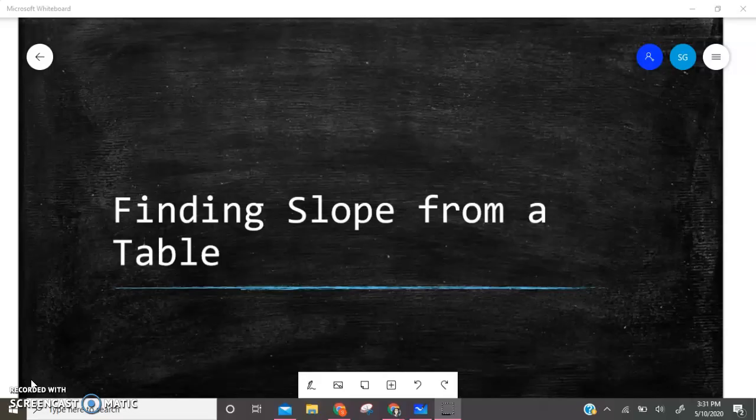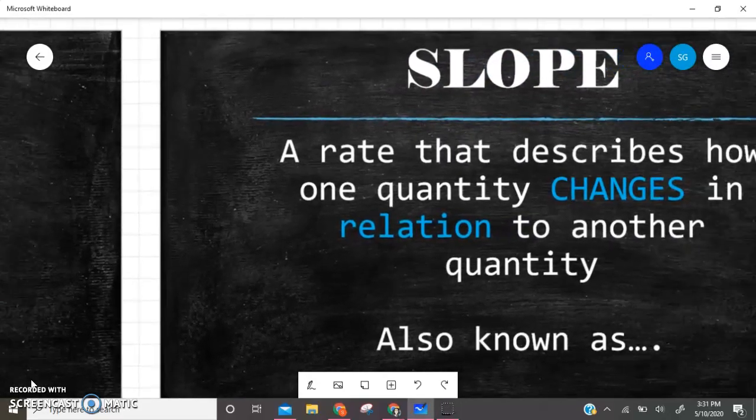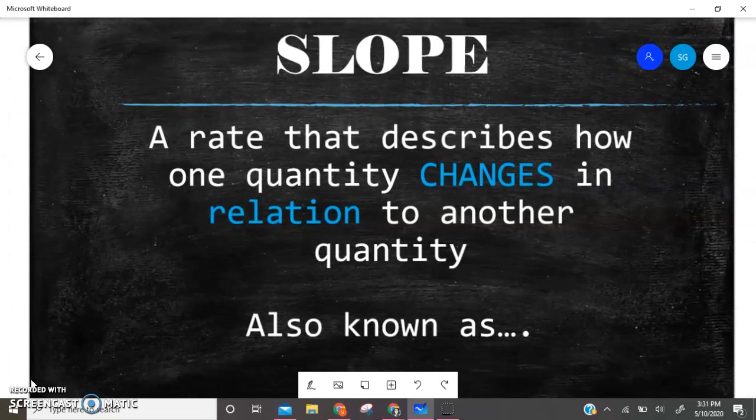Last week we were focusing on graphs. However, we're now moving to tables because we know that another way to represent a graph is through a table, which means that we still are looking for slope, which means a rate that describes how one quantity changes in relation to another quantity. So we are looking at the relationship between our x coordinates and our y coordinates to determine how it's changing, because with a linear relationship, that change is consistent.